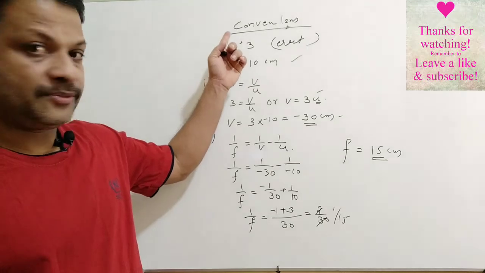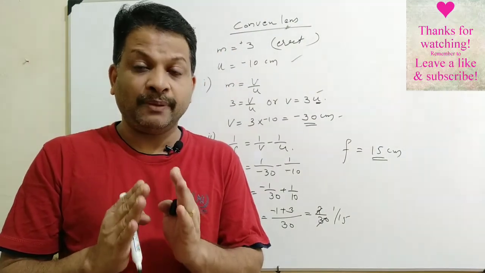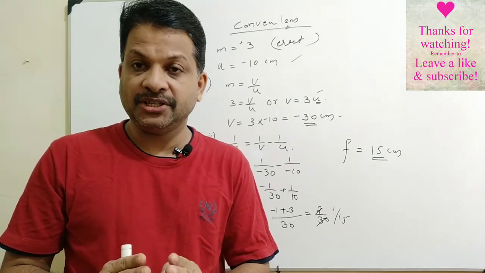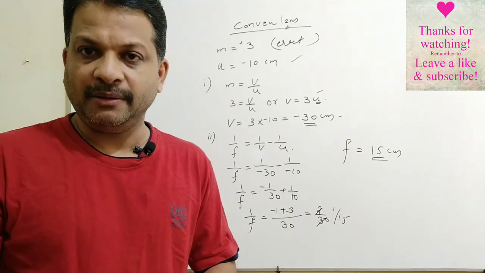Clear? Steps are clear to you? You got the idea? Now you know how to apply the lens formula, Cartesian sign convention, and the formula of magnification to find out the nature of the image and size of the image.